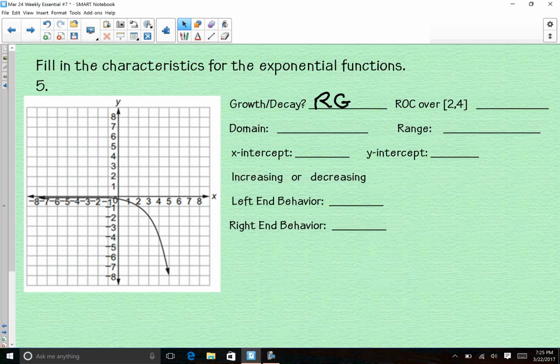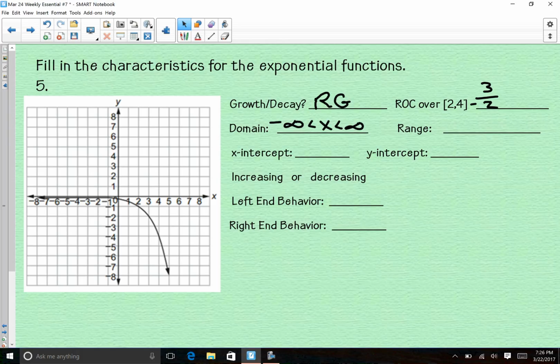What is the rate of change from the interval 2 to 4? This is where x is 2. This is where x is 4. Drawing a triangle. Notice I'm going up 3, left 2, and of course left is negative. So negative 3/2 is our rate of change. Our exponential function has a domain of negative infinity to infinity.